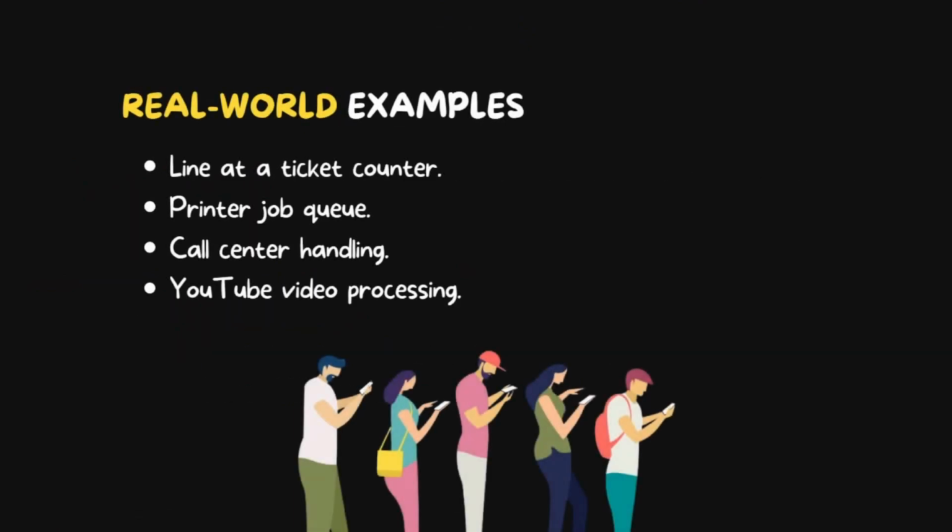Now let's connect this to real life. Queues are everywhere. For example, the line at a ticket counter, printer jobs waiting to be processed, handling calls in a customer service center. Even YouTube processes videos in a queue to upload and display them. These real world examples help you understand how queues are applied in programming.